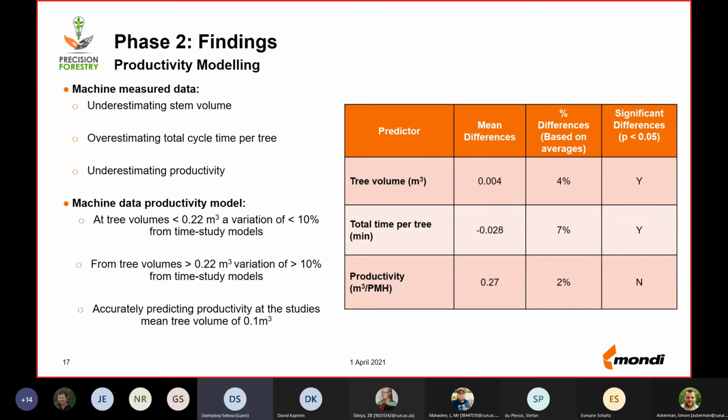In terms of the machine data productivity model, we found that at tree volumes less than 0.22 cubes, there was a variation of less than 10% from the time study models. From tree volumes greater than 0.22 cubes, the variation was greater than 10% compared to the time study models. So the machine data productivity model accurately predicted our productivity only at the studied mean tree volume of 0.1 cubes.